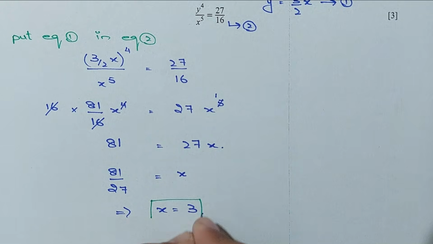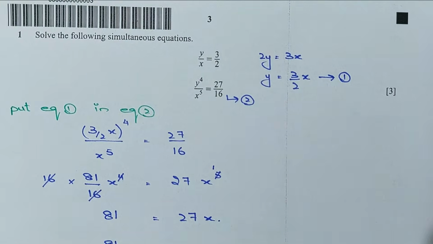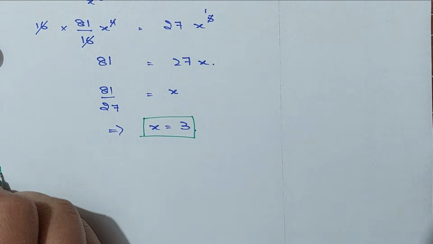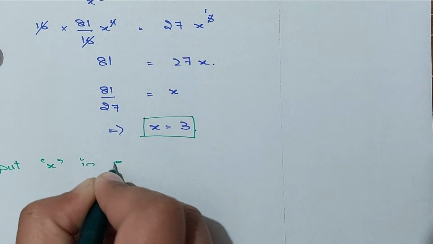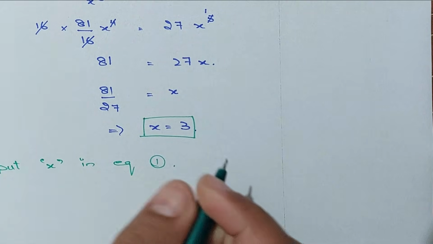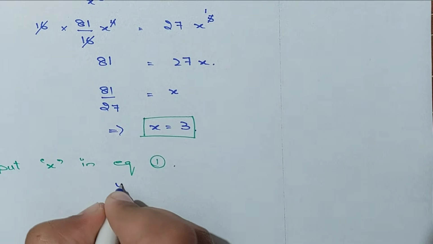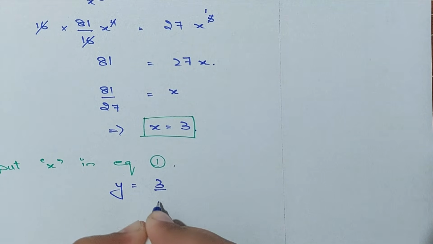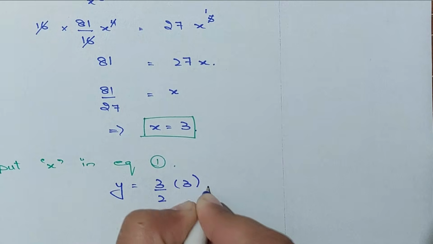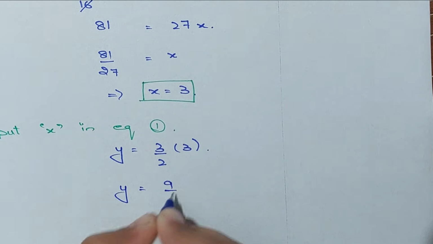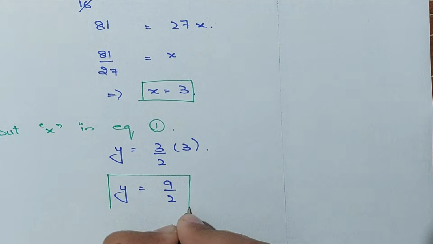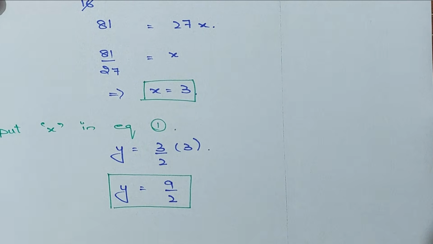Now we have to plug this x value into my first equation to solve for y. Put x in equation 1. So y is equal to 3 by 2x. All right, so y would be equal to 9 by 2. 3 times 3 is 9, so that's 9 by 2. So these are the values of x and y.